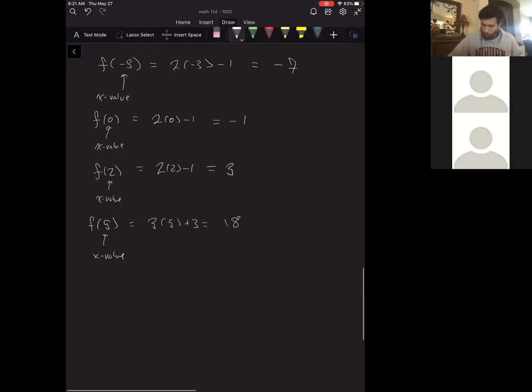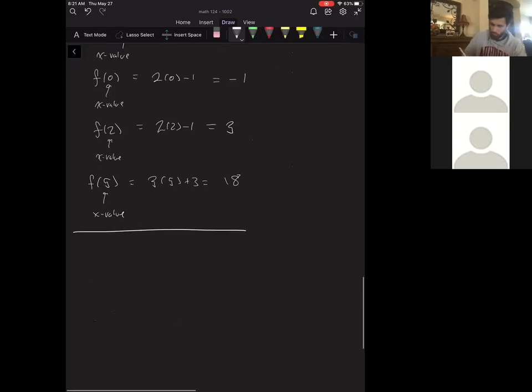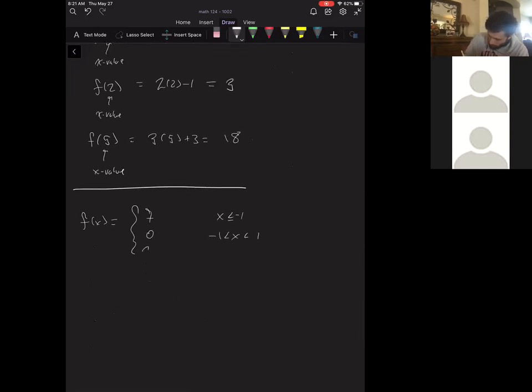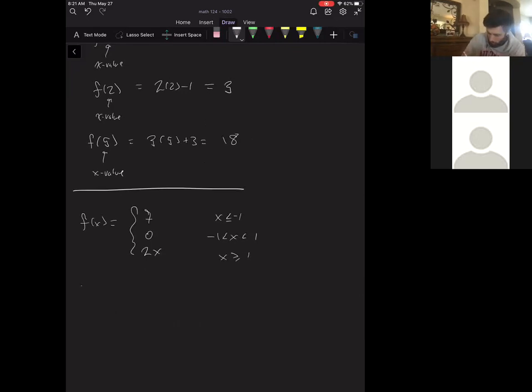Let's do another example. So maybe something like f of x equals 7 if x is less than or equal to minus 1, 0 if minus 1 is less than x, which is less than 1, and then say 2x if x is bigger than or equal to 1. So here we have 3 sections. So let's say first we want to plug in the value f of minus 3.